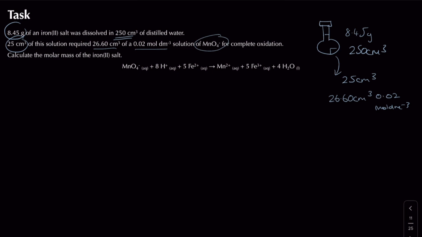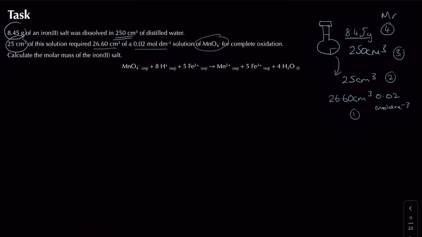Now of course we're asked to calculate the molar mass of the iron 2 salt itself. So basically what we need to do is first of all find the moles of our manganate. Then we need to find the moles of our iron 2 plus. That's the next step, in 25 centimeters cubed. Scale it up to find the amount in 250 centimeters cubed. Now the final step is, of course, we've got the mass of the actual iron salt. We've worked out the moles as well. We can use these together to actually work out a value for the Mr of the salt itself.